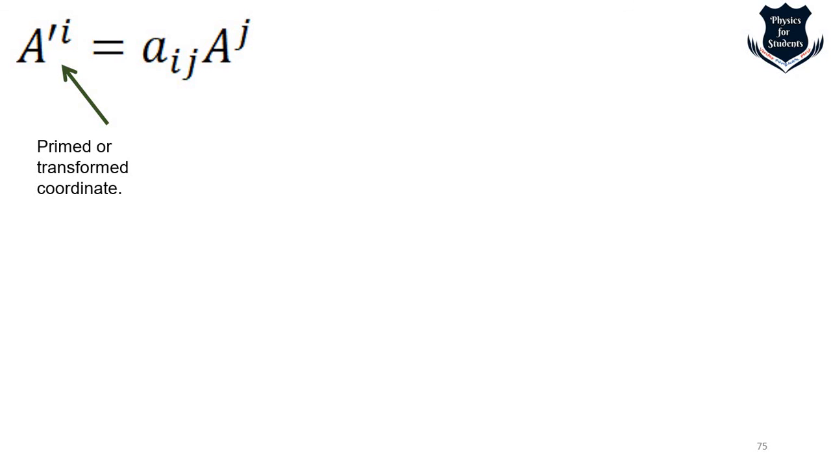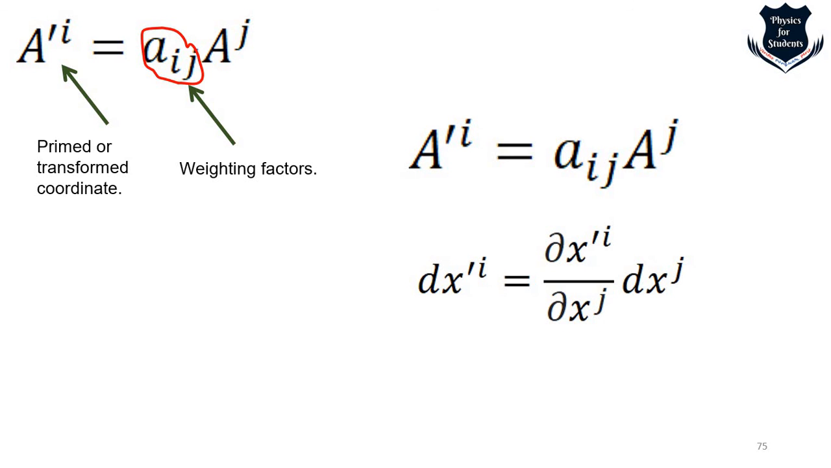Now if we take the index notation, this one, what it tells is that a sub a prime i is the primed or transformed coordinate, right? We are moving from the unprimed to the primed. This one denotes the weighting factors. That means the index notation tells us that the components of a vector in the primed or transformed coordinate system are a weighted linear combination of the components of the same vector in the unprimed or original coordinate system. Clear?